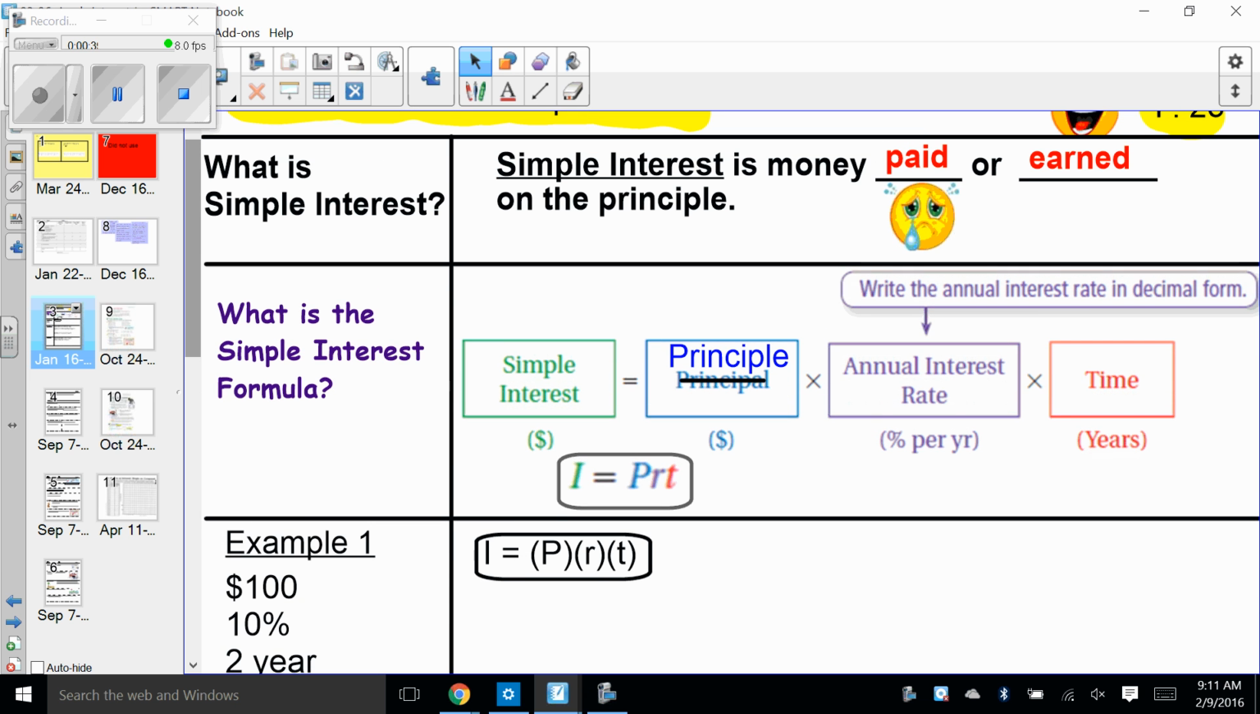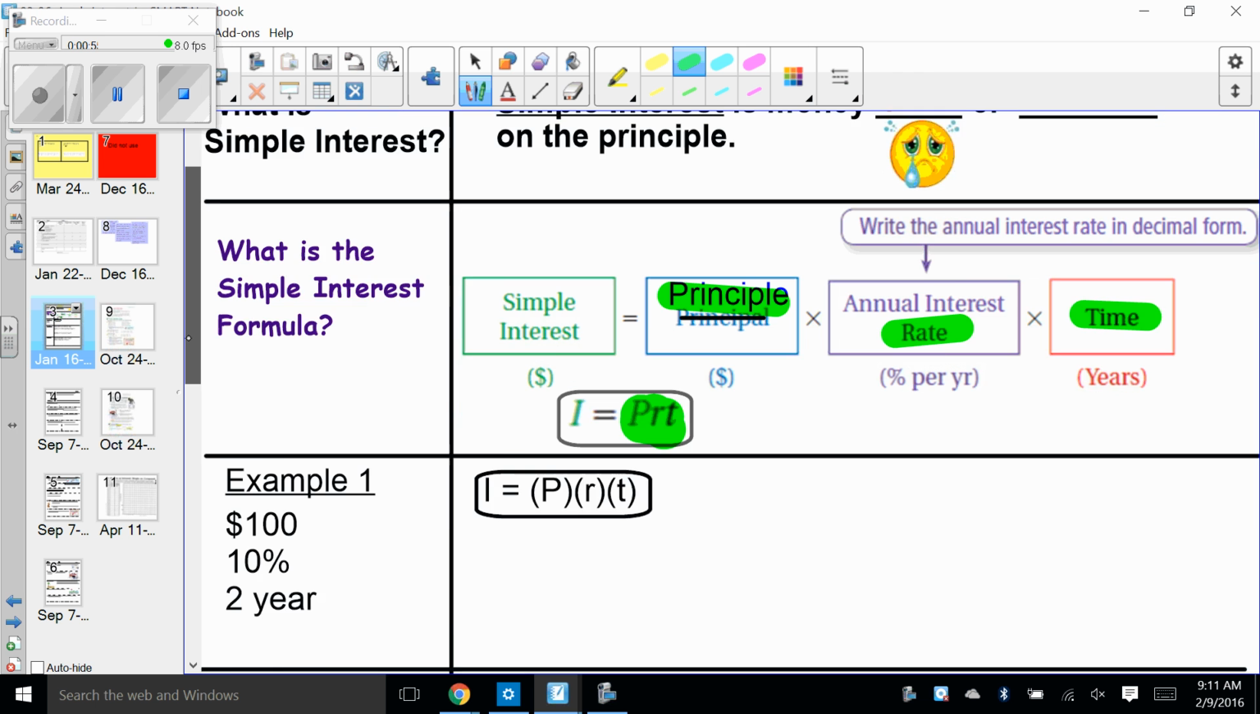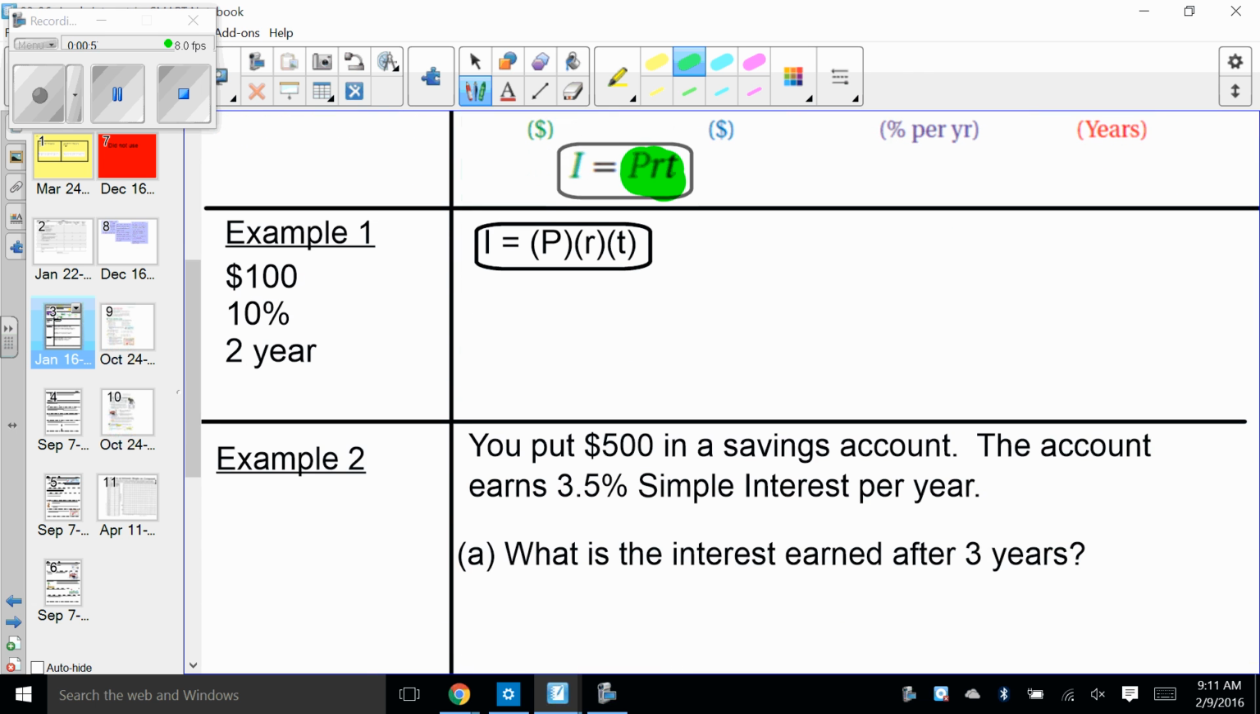So, what is simple interest? We have this formula that says to get the simple interest, the amount of money that you earn, you multiply the principal times the rate times the time. So this formula is P times R times T. That's all multiplication there. P times R times T. That gives us the interest, the amount of money that you make.